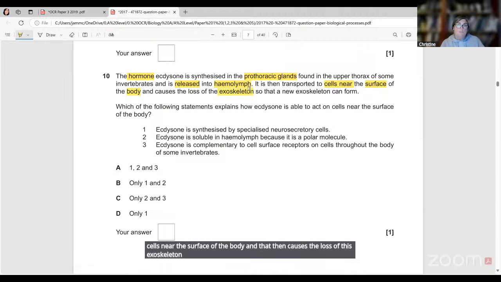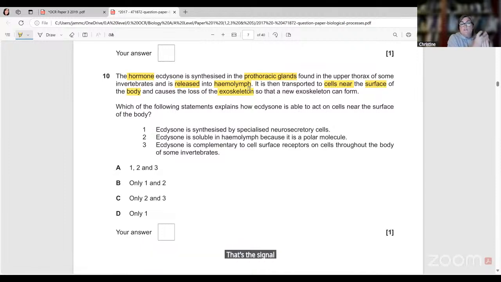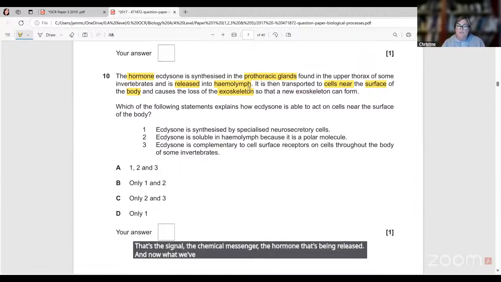So that's the response, that's the signal, the chemical messenger, the hormone that's being released, and now what we've got is it transported in the bloodstream, and it is then going to reach the target cells, and it will cause the target cells to do whatever needs to happen. So I've not even looked at the information yet. They've given me a lot of clues in that first part of the question.